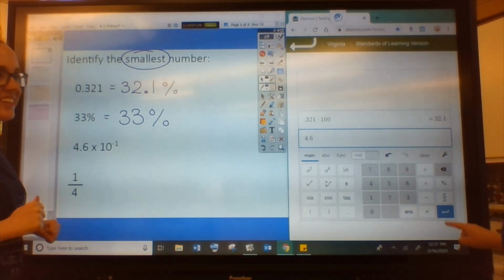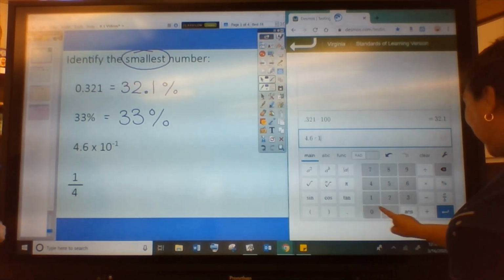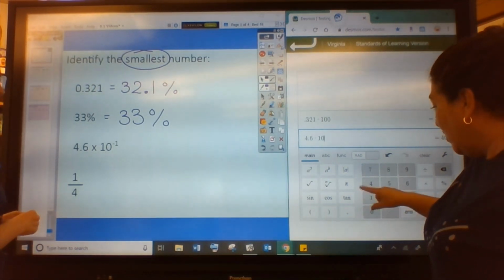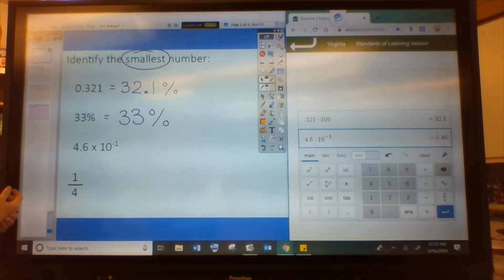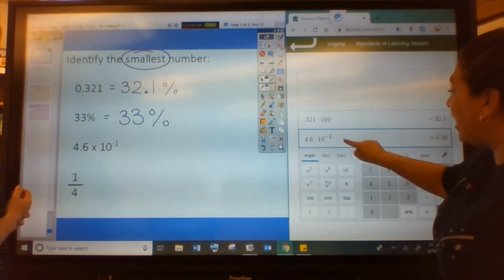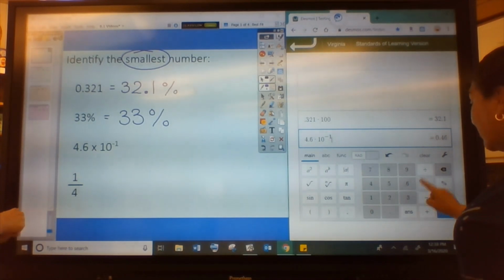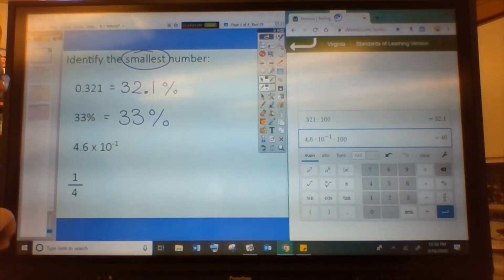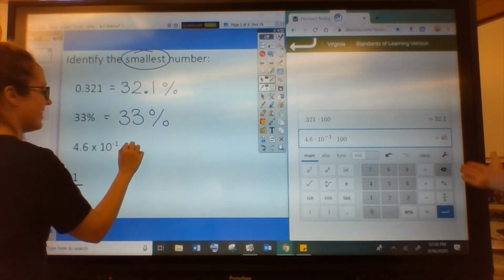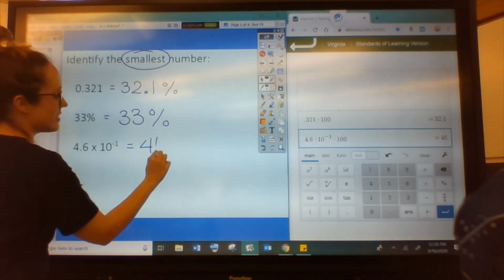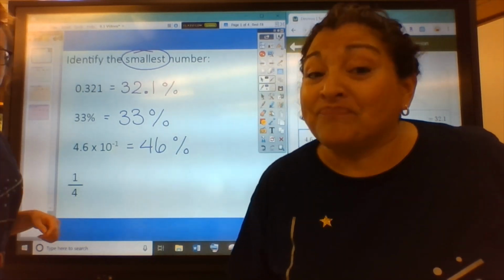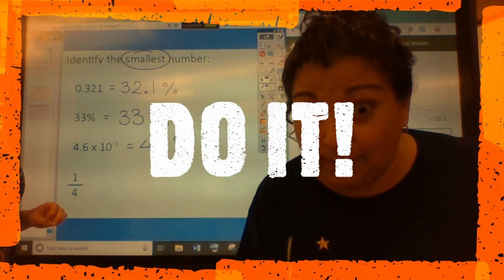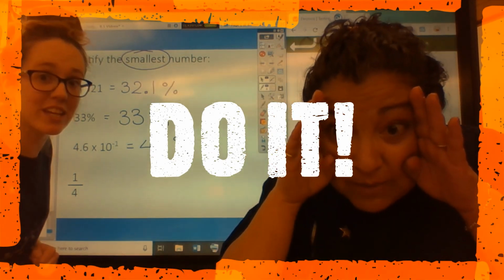Okay, what kind of number is the next one, Amber? Scientific notation. Well, guess what that means. It is not a percent. Then we're going to come down here and we're going to what? Multiply by 100. Yes, because we have to make it a percent. And it becomes 46%. Those of you that aren't in our class, please change things to percent. It makes it easier. We promise.